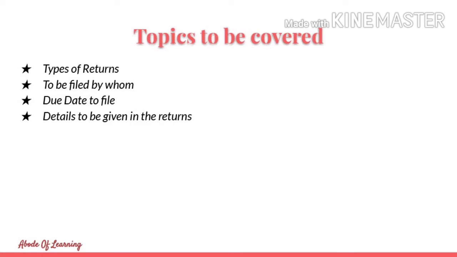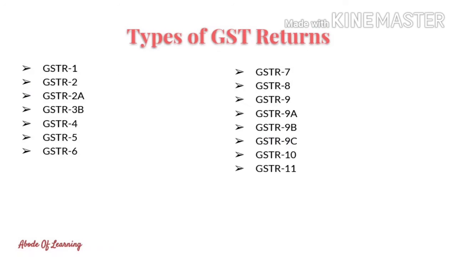Topics to be covered are types of returns, who are supposed to file it, the due date to file those returns, and the details to be given in the returns. This is a list of different types of GST returns. There is GSTR1, GSTR2, 2A, 3B, 4, 5, 6, 7, 8, GSTR9, GSTR9A, 9B, 9C, 10 and 11.